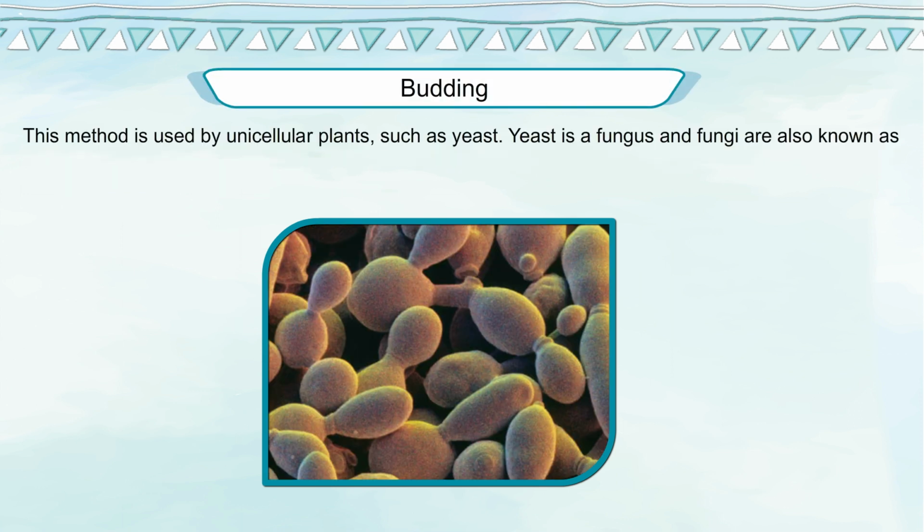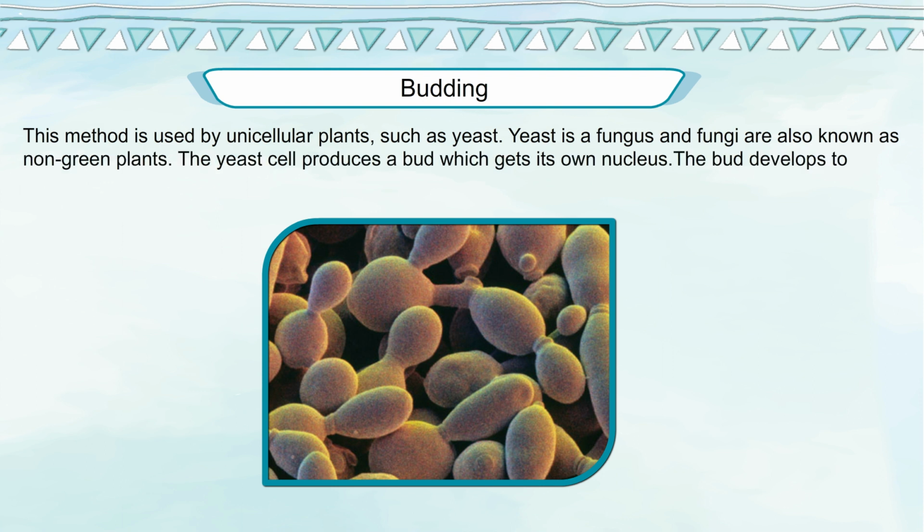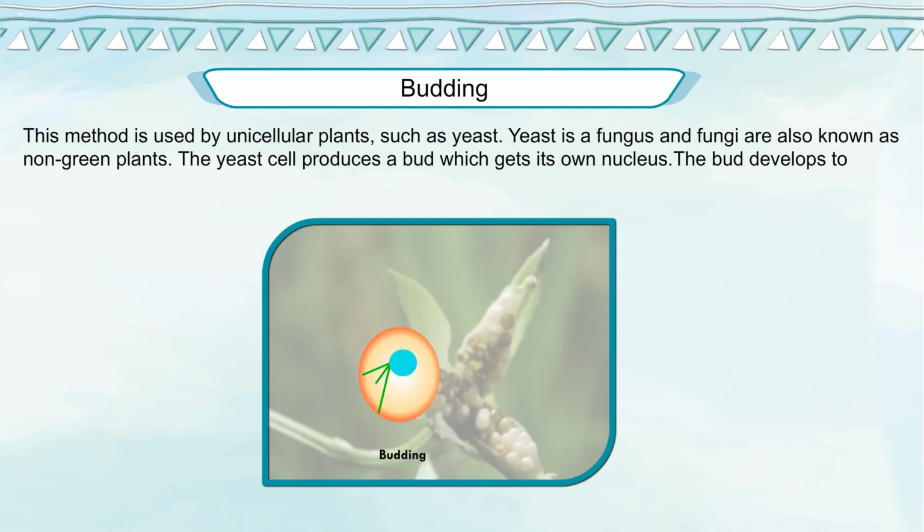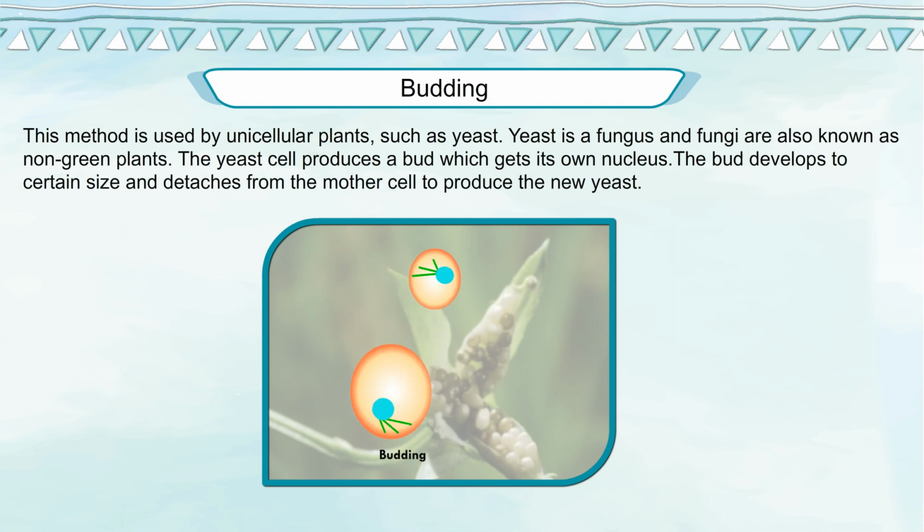Budding. This method is used by unicellular plants such as yeast. Yeast is a fungus and fungi are also known as non-green plants. The yeast cell produces a bud which gets its own nucleus. The bud develops to certain size and detaches from the mother cell to produce the new yeast.